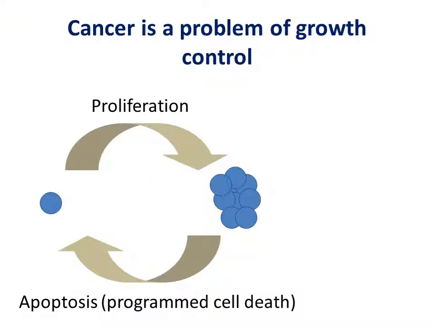Really, what we can think of cancer is just a problem of cell growth. We are over-proliferating our cells and not killing as many cells as we should. So cells that shouldn't be proliferating are proliferating, and cells that should be undergoing cell death are not dying. The end result is a massive accumulation of cells.